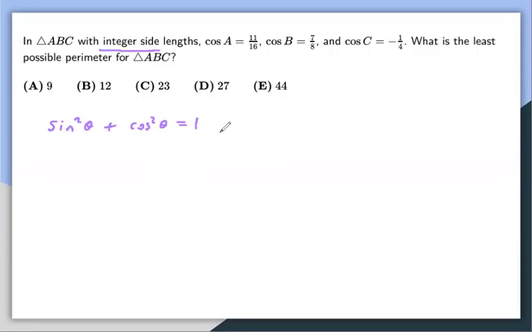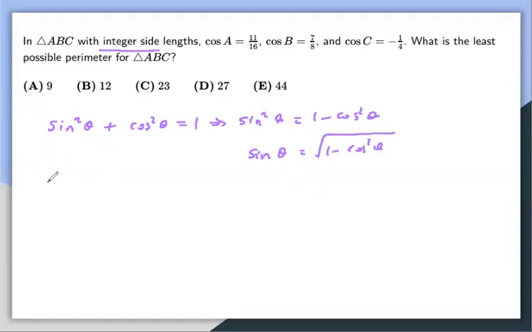So if I want to find the sine value, the sine squared of theta is equal to 1 minus cosine squared of theta. Actually, let me write this first. You can even take the square root of both sides: sine theta is equal to the square root of 1 minus cosine squared of theta.